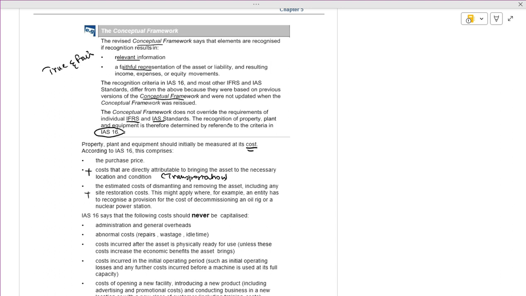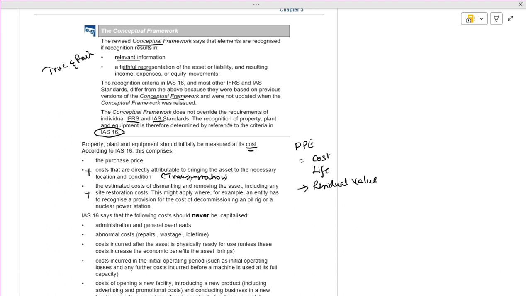See, when we are saying property, plant and equipment, what are the features? They should have a cost, they should have a life, and they should have a residual value. Is it right? Sometimes it will have one, sometimes it will not.